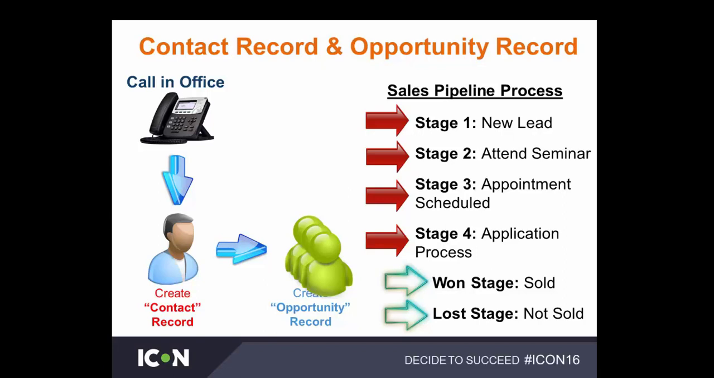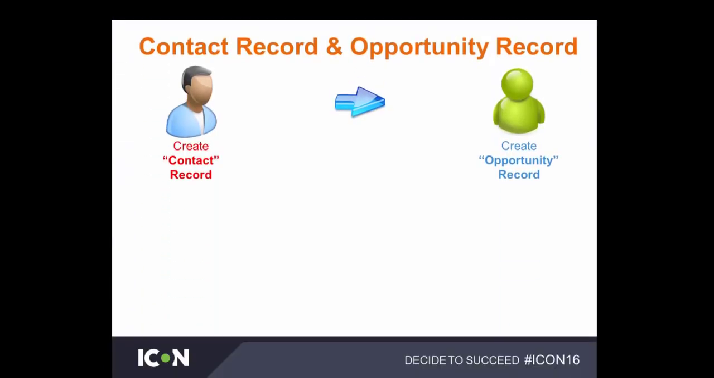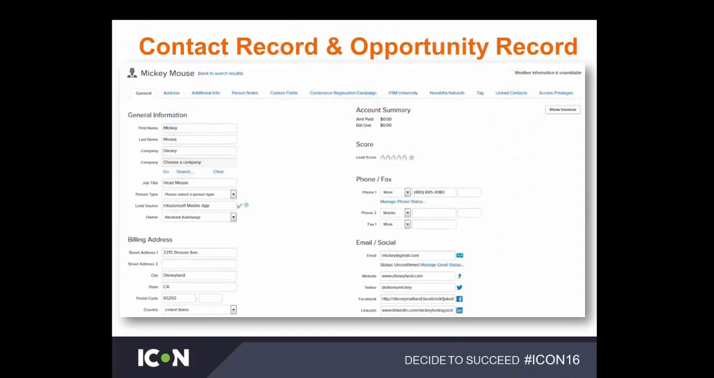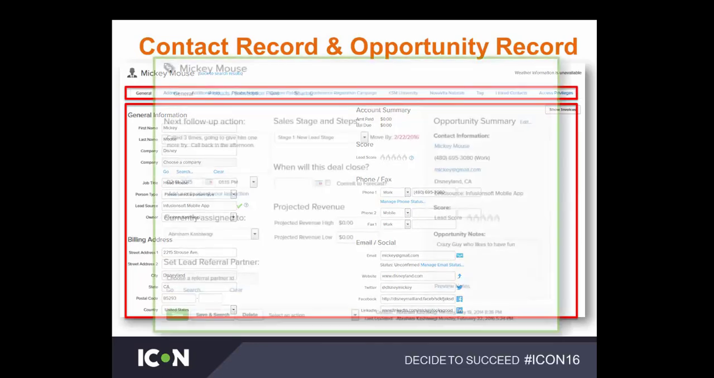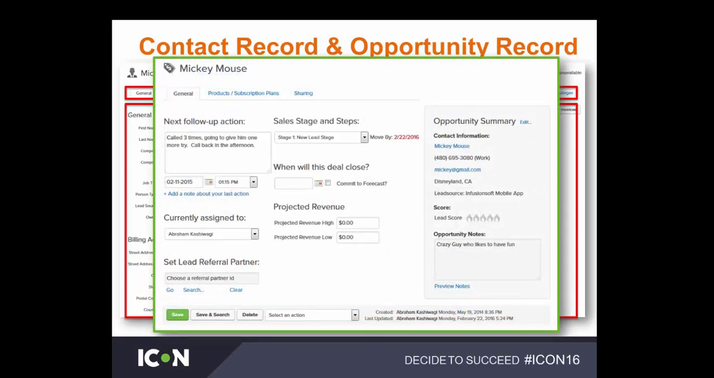That might sound a little complicated, so let me use an example between an opportunity and a contact record. On a contact record, you're going to see there's a lot more information: job title, person type, lead source, phone number 2, emails, Twitter, website. It's got everything, right? And even on the top, you have addresses, person notes, custom fields. Tons of information. So that's the highest level of information. That's a contact record.